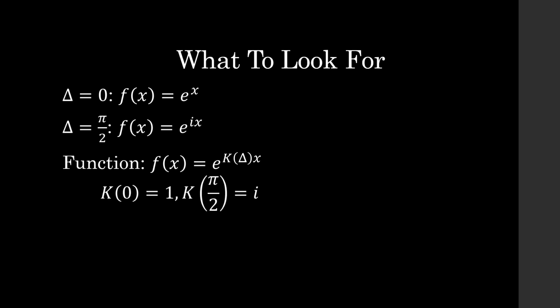So we know for our 0 value of delta, our k needs to be 1 to match with e to the x, and our k at pi over 2 must be i. What function can give us this? Well, that's also e to the ix. For e to the i times 0 is e to the 0, which is 1. And as well, e to the i pi over 2, if we go back and think about Euler's relation, that is cosine of pi over 2 plus i sine of pi over 2. Cosine of pi over 2 is 0, and sine of pi over 2 is 1.